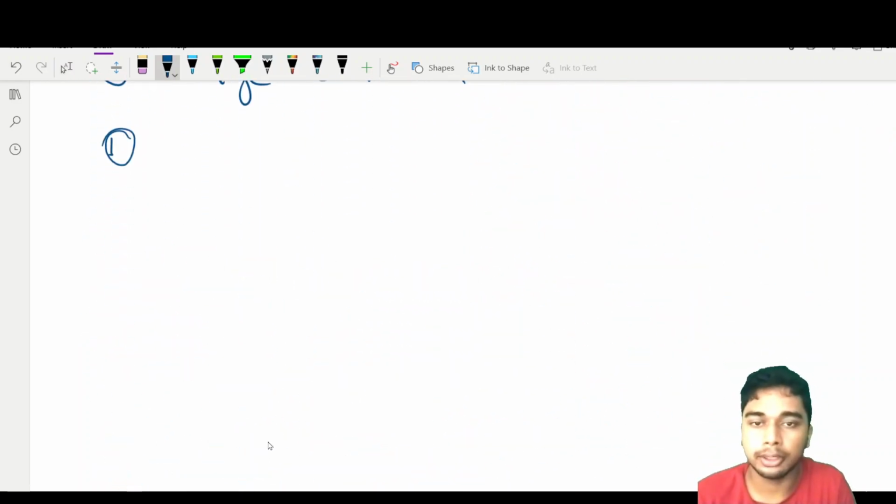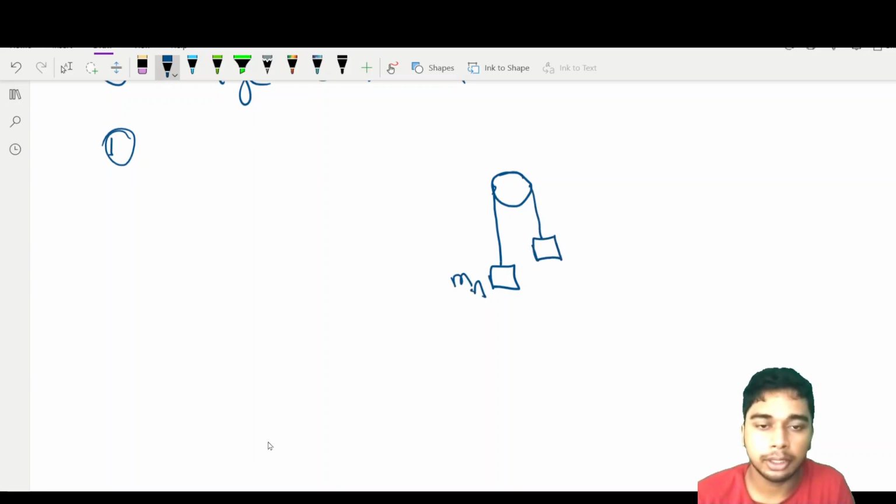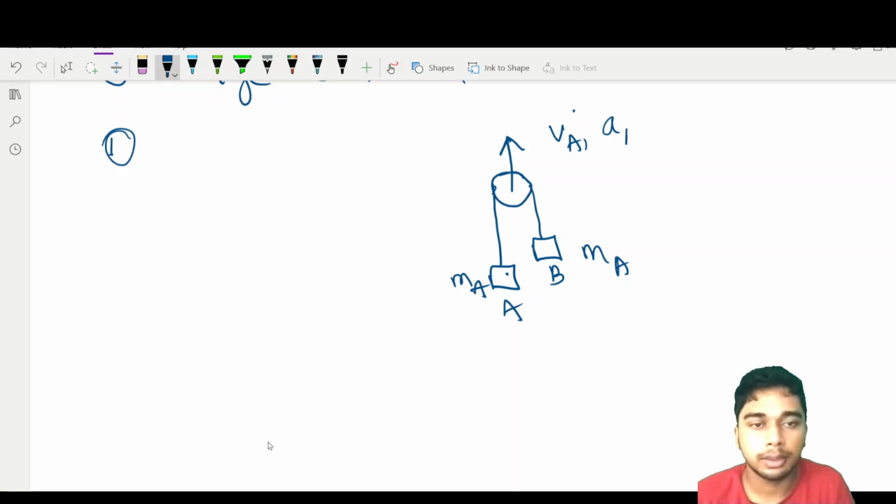For example, if I consider that this is a pulley and two masses are connected, two masses MA and MB. I'm considering the mass of this block as MA and the mass of this block as MB. This is block A and this is block B. And the pulley is itself moving upward with velocity VP, and the corresponding acceleration is AP and position vector will be XP.